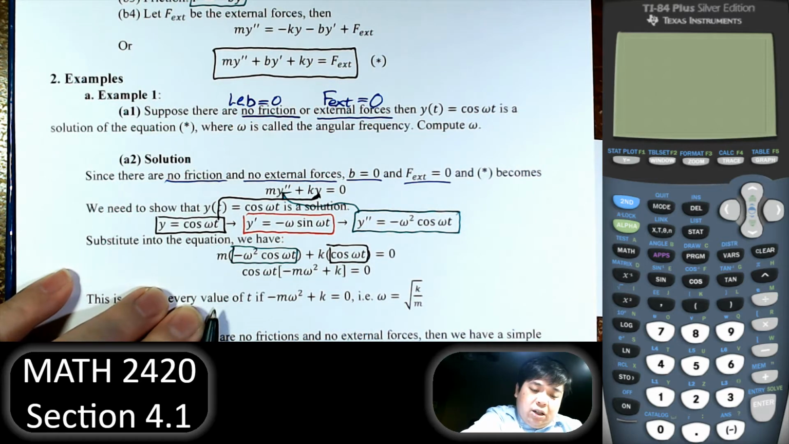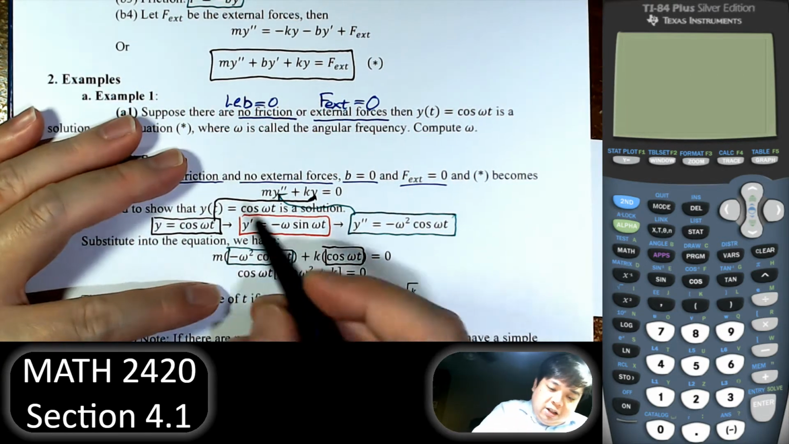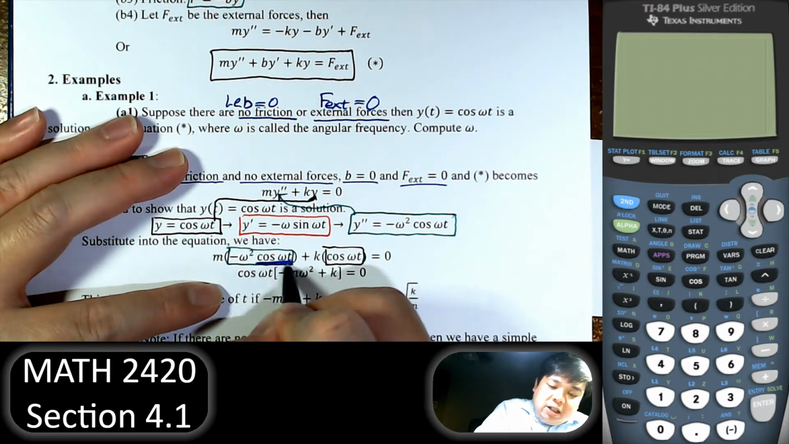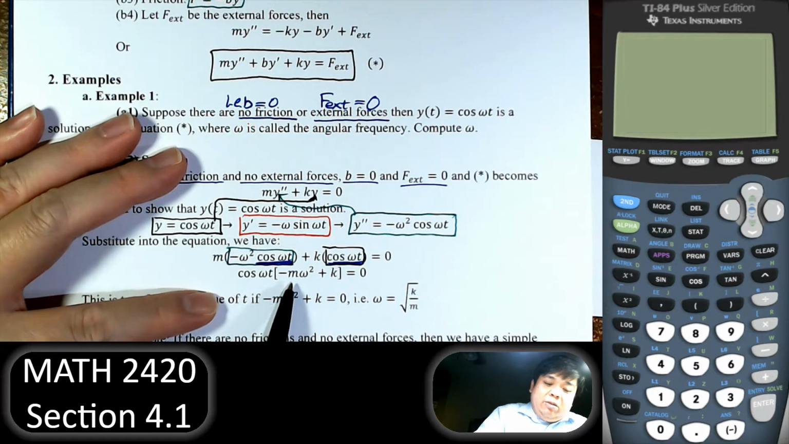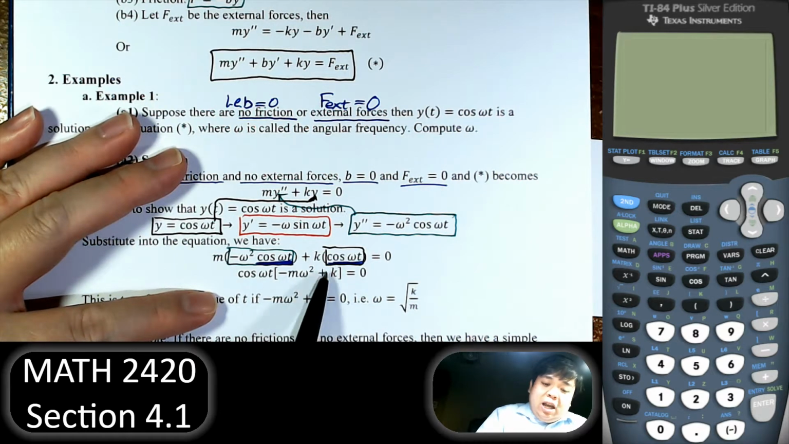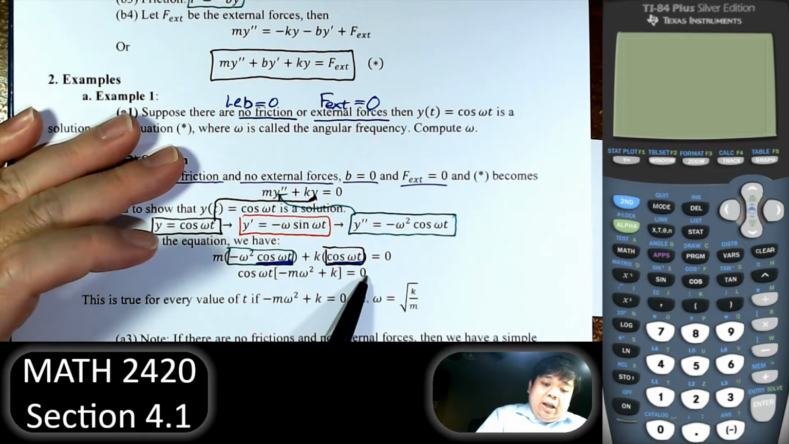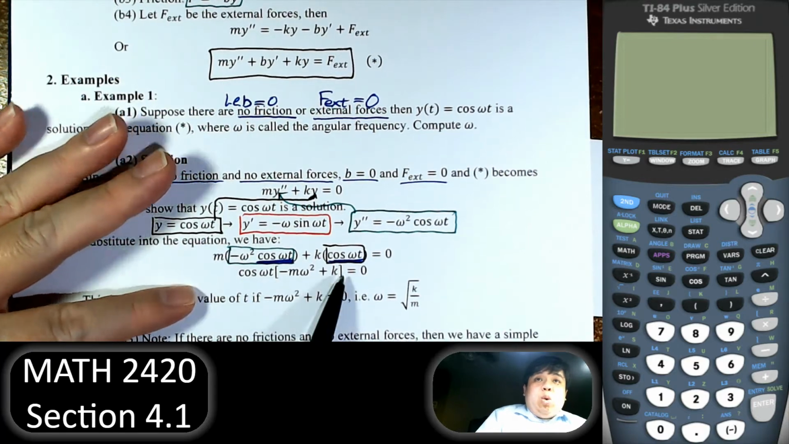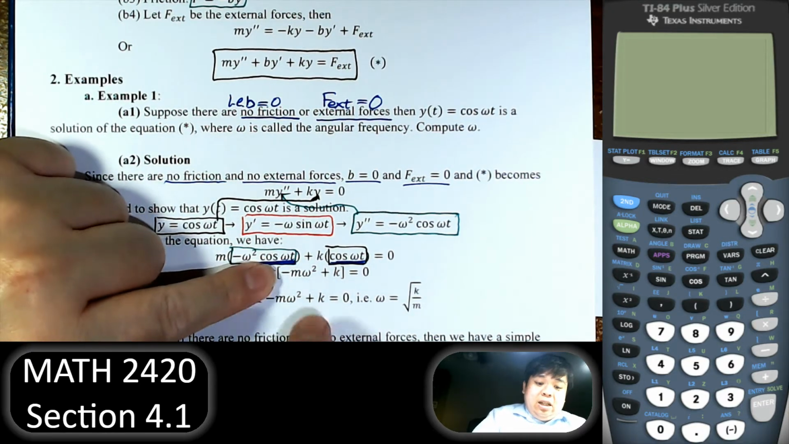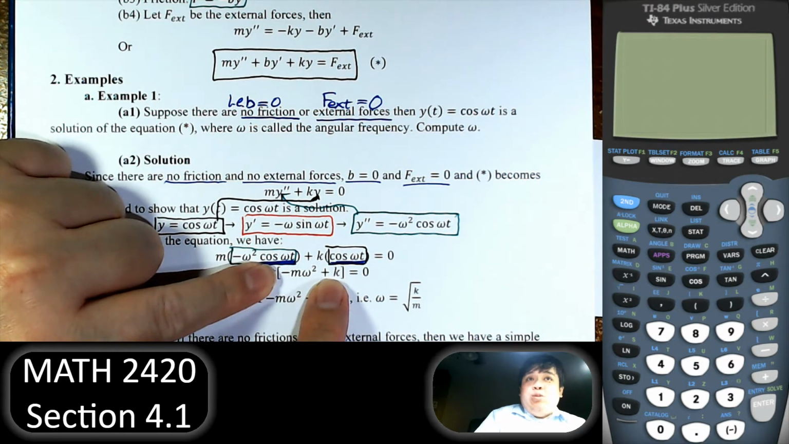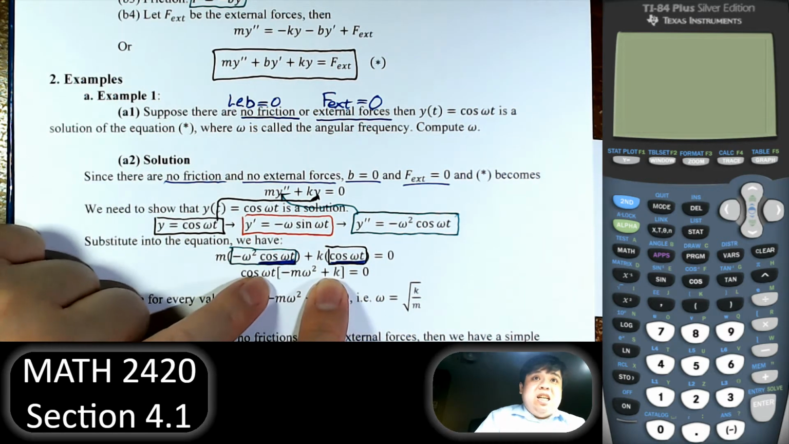Multiply it out. Actually, we just factor out the common factor. We have the common factor of cosine omega t, factor it out. We have negative m omega squared plus k equal to 0. Now, this equation has to be true for every value of t. So in that case, inside the bracket has to be equal to 0. In that case, t could be anything.